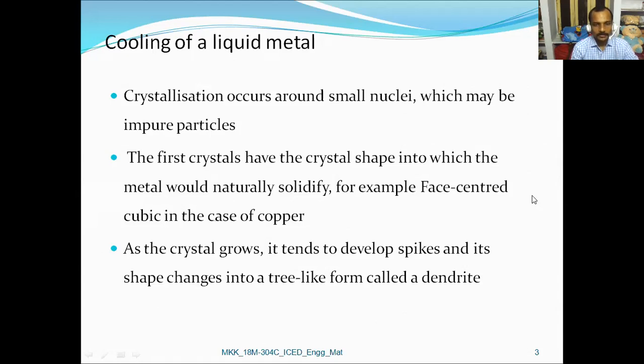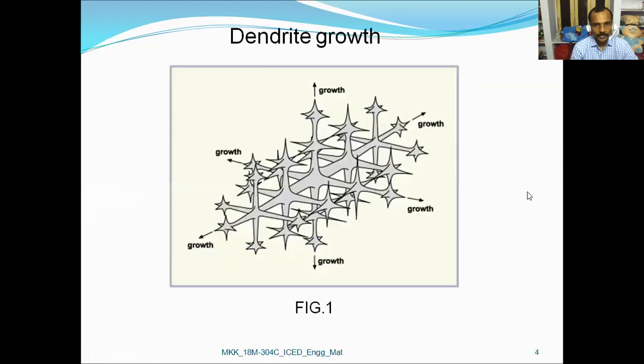Now let us look at what dendrite growth is. Just now we discussed that this is a tree-like structure. Whenever the liquid solidifies, it forms a dendrite, or a tree having several branches. This is the growth of dendrites.